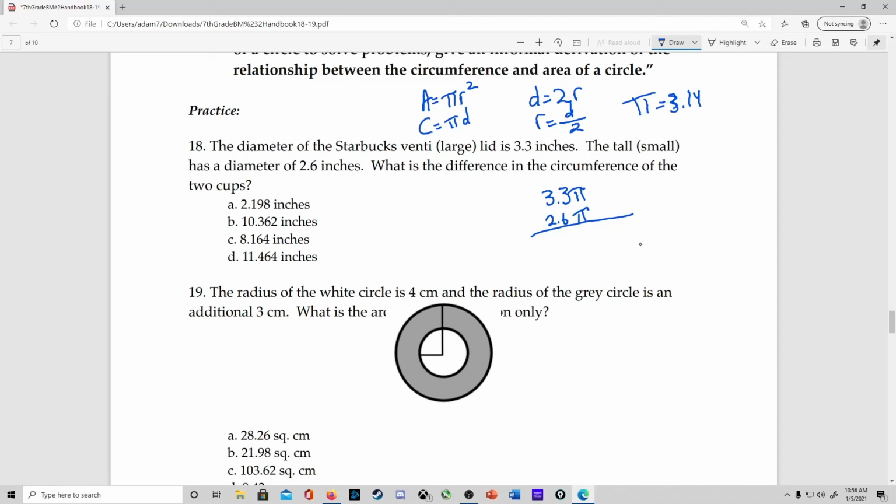So what we end up getting here is that, when we borrow, it's going to be 0.7 pi. Okay, and this one isn't going to give us the answer in terms of pi, but we can use common sense as well as math. So if you want to do the math, it's going to be 3.14 times 0.7.